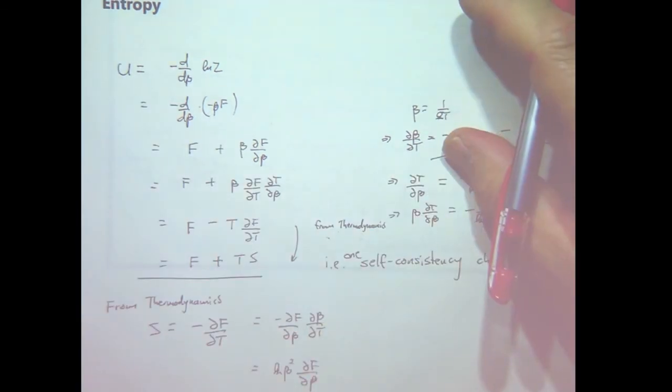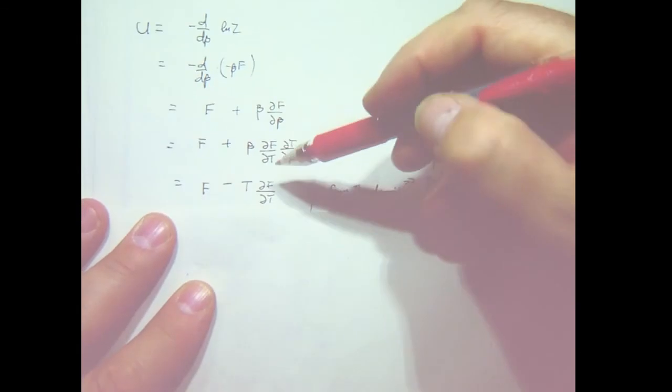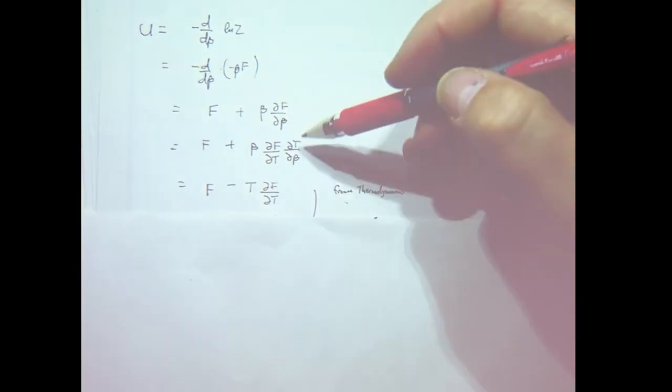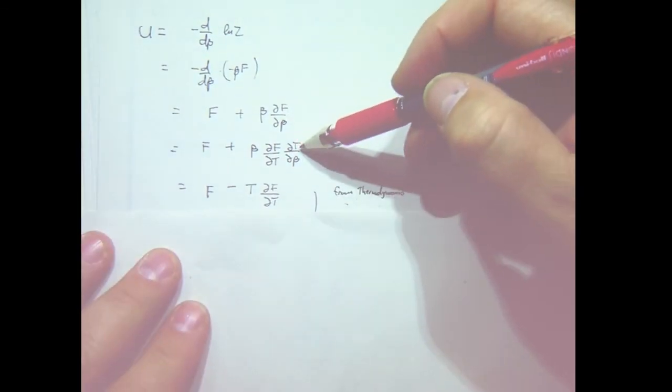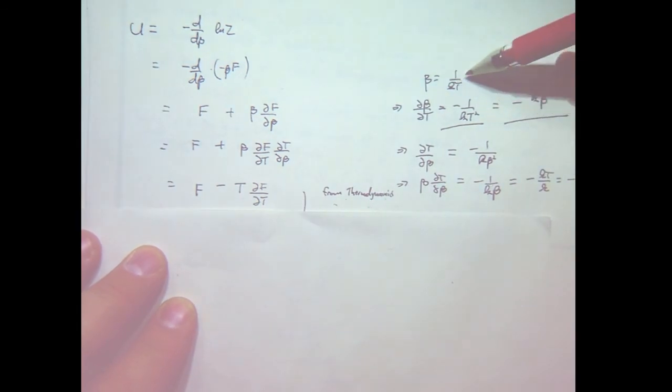Oh, okay, here it is. But dT by d beta, what's dT by d beta? Beta equals 1 on kT.